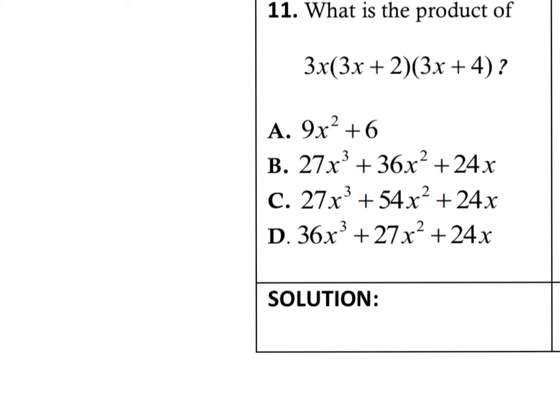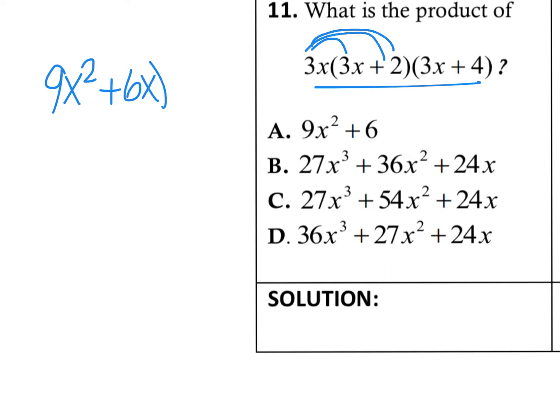All right, number 11 is asking us the product of these terms right here. So what we're going to do first is just distribute this onto one of the terms. So 3 times 3 is 9, and x times x gives us x squared. And we're going to do that way, and that's going to turn into 3x plus 2 is going to be 6x. So now we're multiplying this term by 3x plus 4.